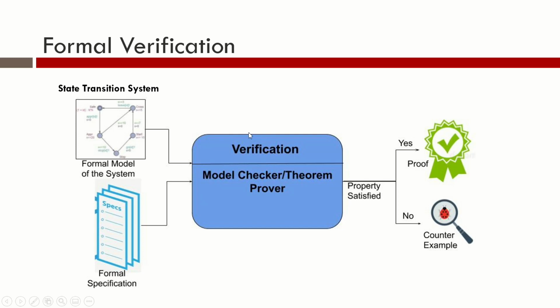Okay, this verification will be performed by automated tools, like model checkers or theorem provers, which are automated tools that perform verification. To this verification system, one input will be the formal model of the system that is to be tested, and the other input will be the property that the system should satisfy. The property will again be written formally. We call it a formal specification.